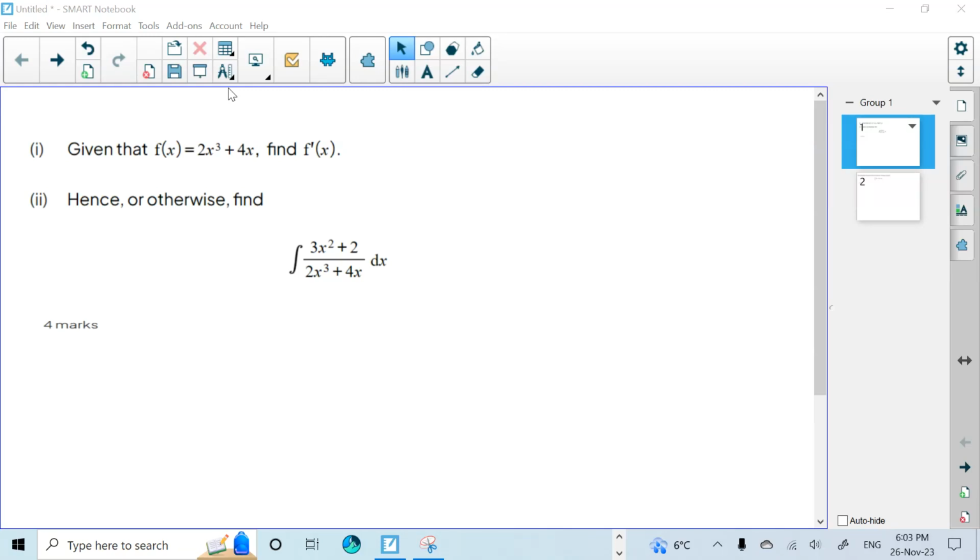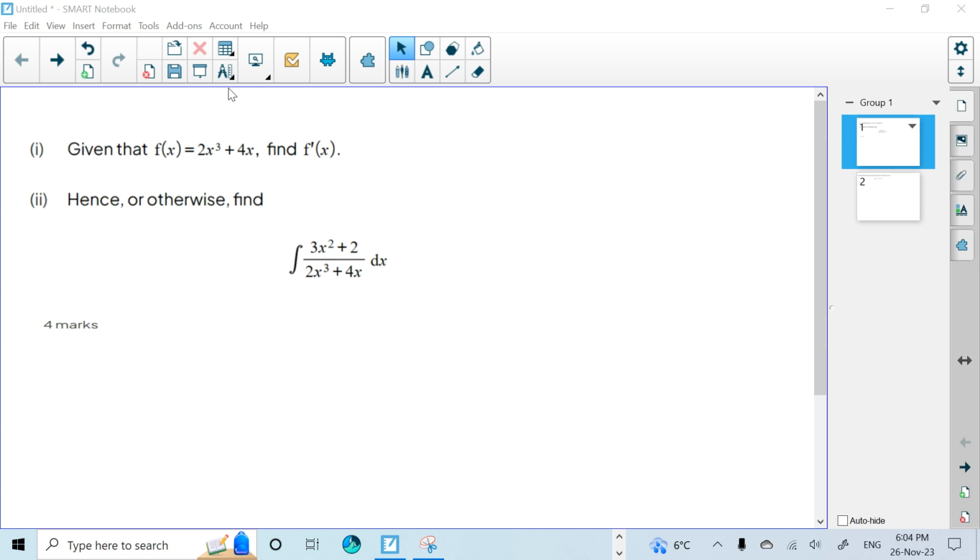Okay, here's another exam question for 4 marks, standard one. Again, using the reverse chain rule, but it looks a little awkward because of the denominator. But let's have a look and see how we can deal with this.